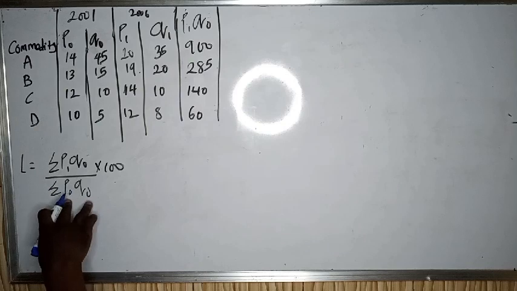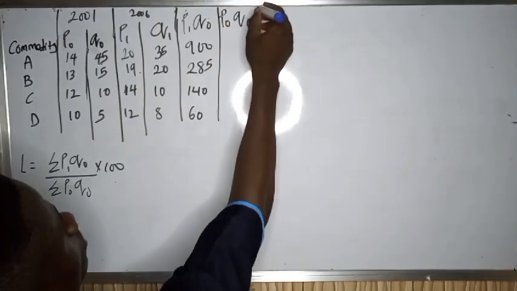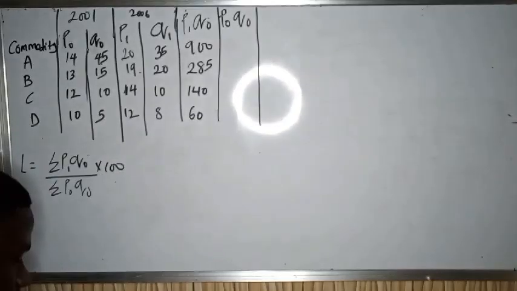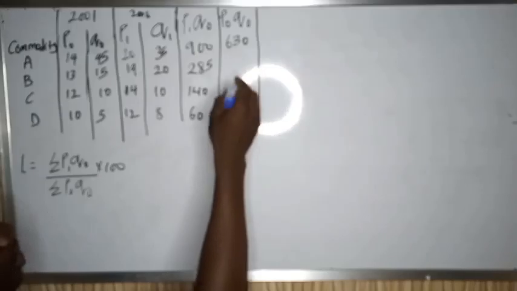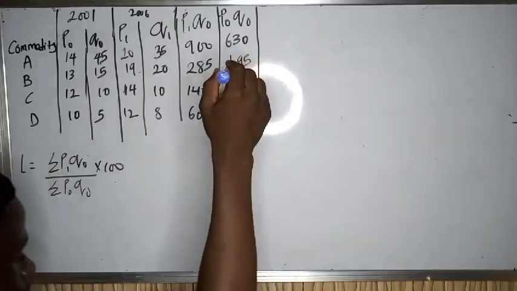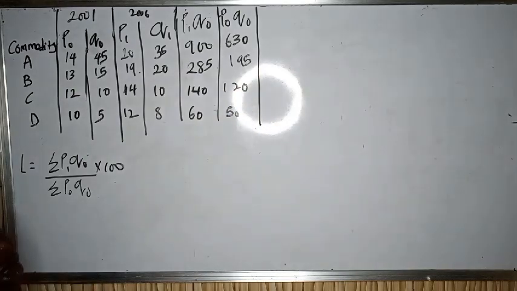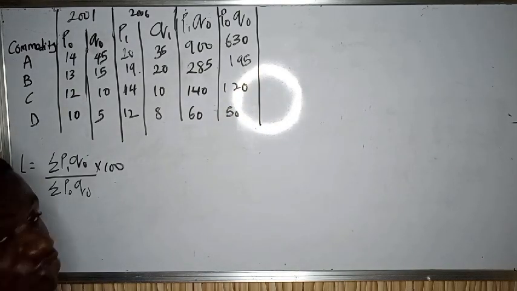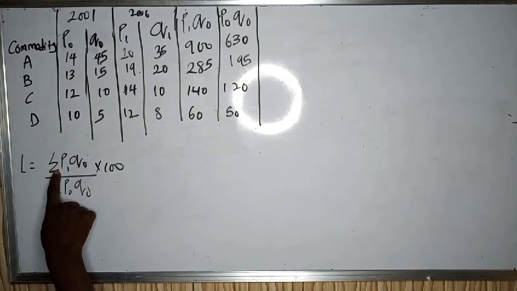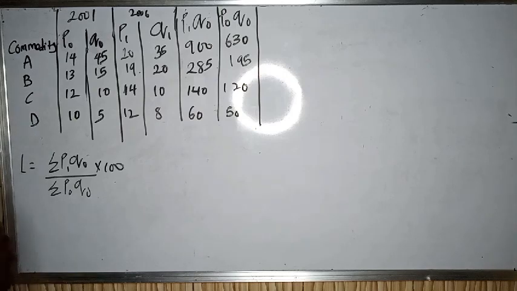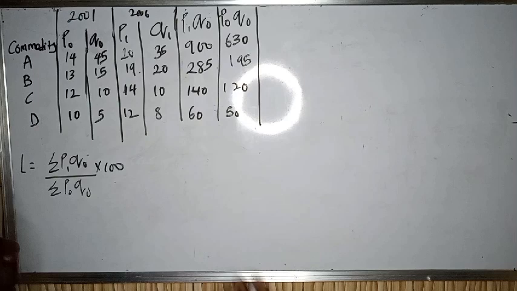If you do for P0 Q0, we have 630, 195, 120, and 50. So from here we can calculate the Laspeyres index. What is my summation of P1 Q0? If we add all of P1 times Q0 together, we are going to have 1,385.